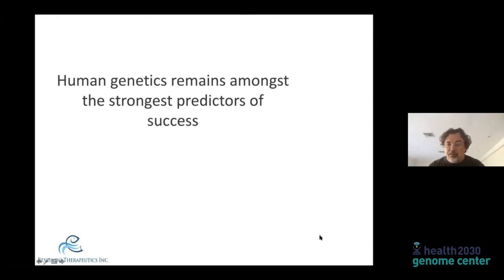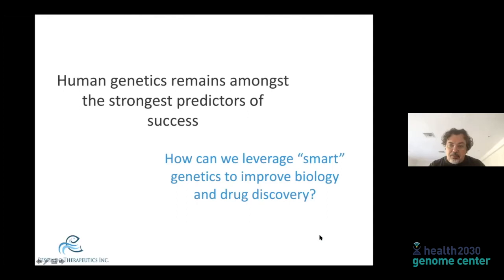This is important because we have to get the success rates higher, both to expedite drug discovery, but also to solve the economics problem that drug discovery faces at the moment. So the question becomes, can we leverage smart genetics to improve biology and drug discovery? There are many answers to this, and I don't have all the answers, but what I can do is show you two pieces of work that took a fairly short period of time to get us there. And I don't know how scalable they are, but there are certainly two ways to go about things.